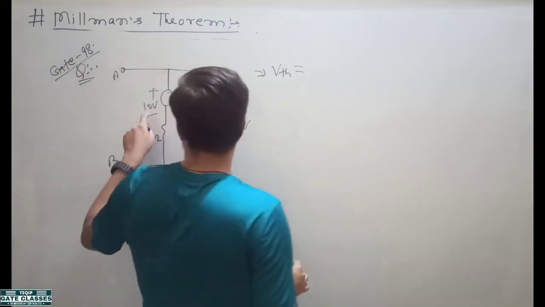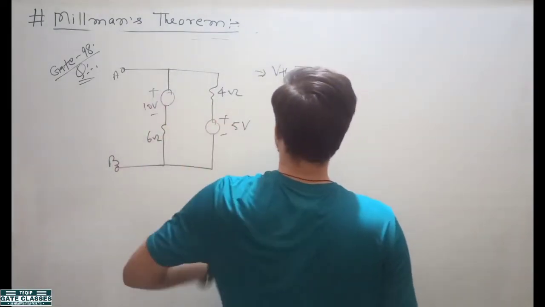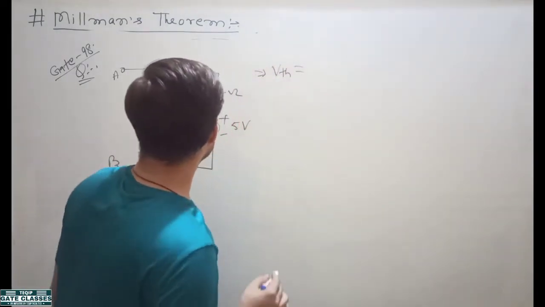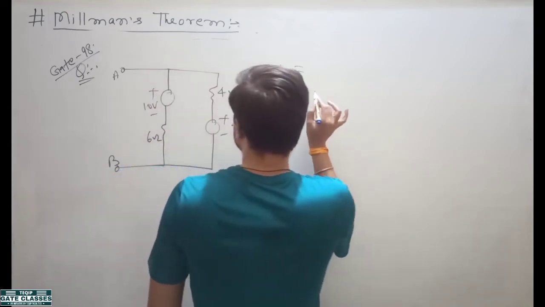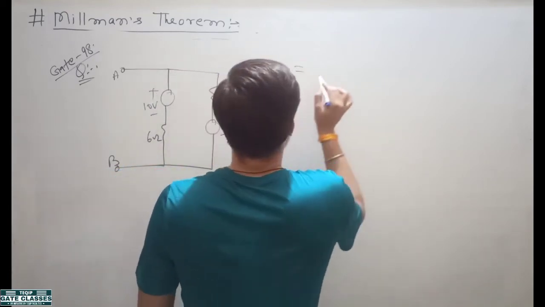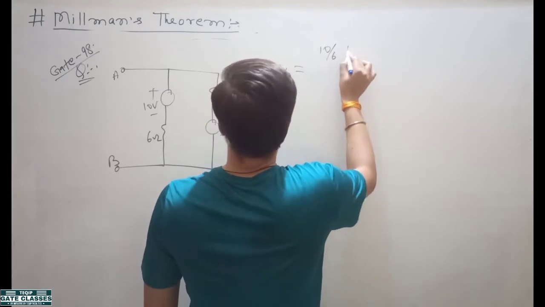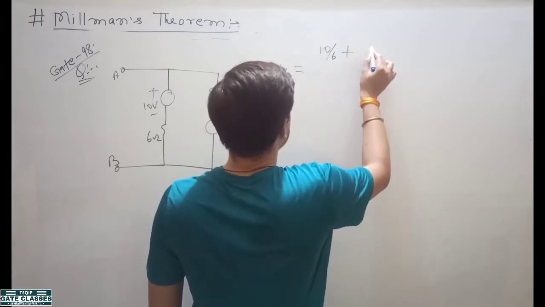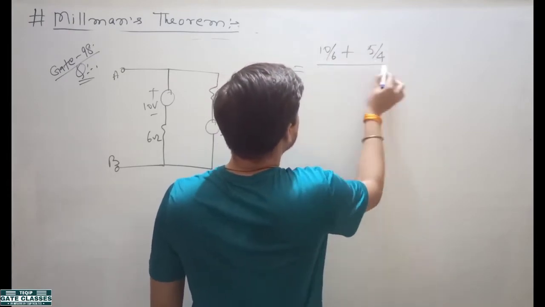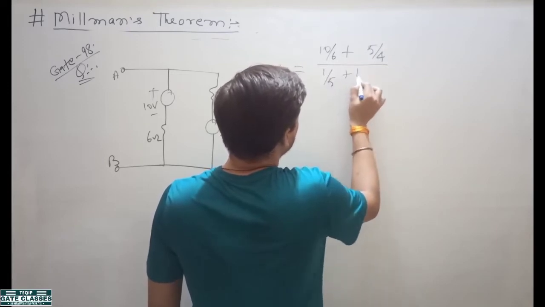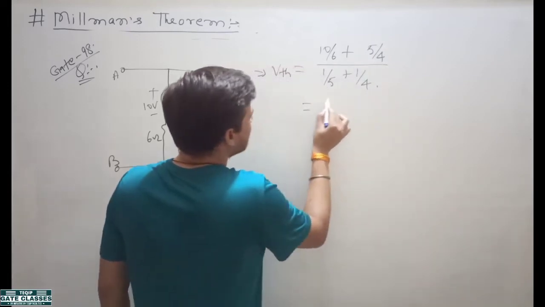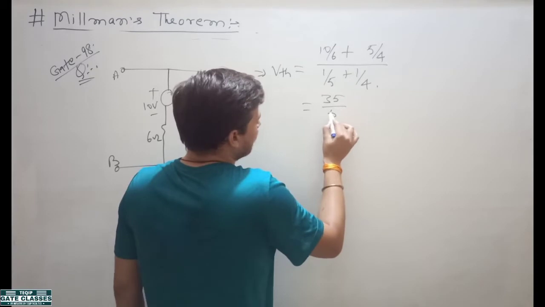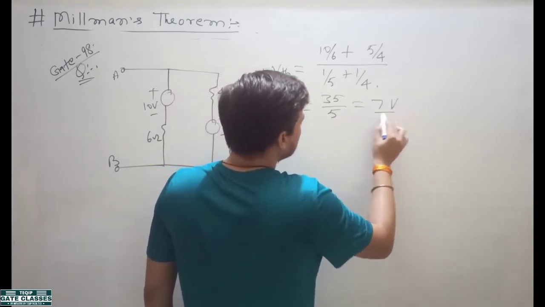Direction is minus plus positive, minus plus positive. So both the voltages will be added. So it will be equal to 10 by 6 plus 5 by 4 divided by 1 by 5 plus 1 by 4. So from here it will be 35 divided by 5. So it will be equal to 7 volt.